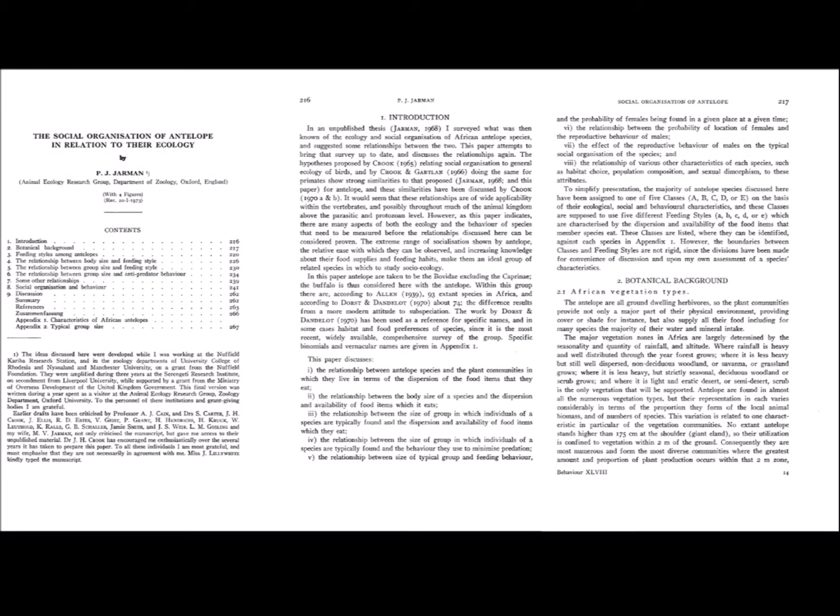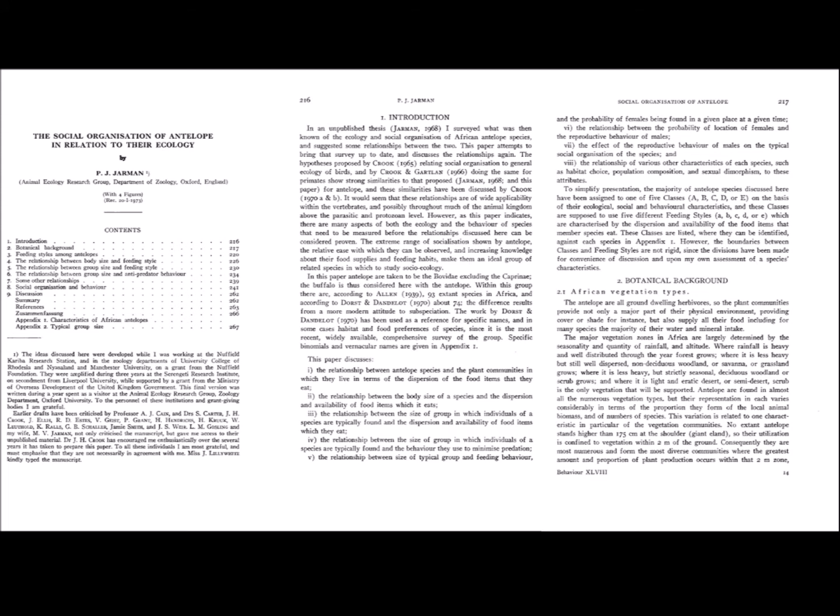This practical is based on a paper by Philip Jarman, and this paper explains the social organisation of antelope in Africa in relation to their ecology. And their ecology is based on their social grouping, on their habitat preferences, and on how they collect their food. You can have a read over this paper if you search for the title and author in Google Scholar. The paper as a PDF file is free to view.